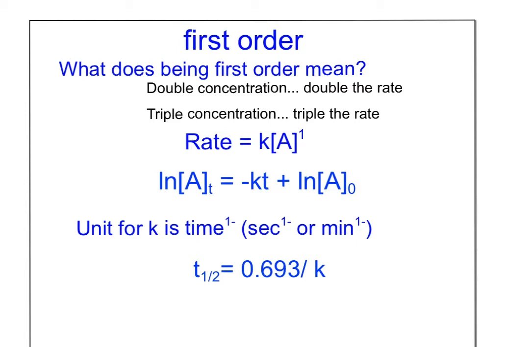What that means is if I cut it in half and it takes 5 minutes, it's going to take 5 more minutes to cut that half in half, and then 5 more minutes to cut that half in half. And so that's one way you can identify first order.